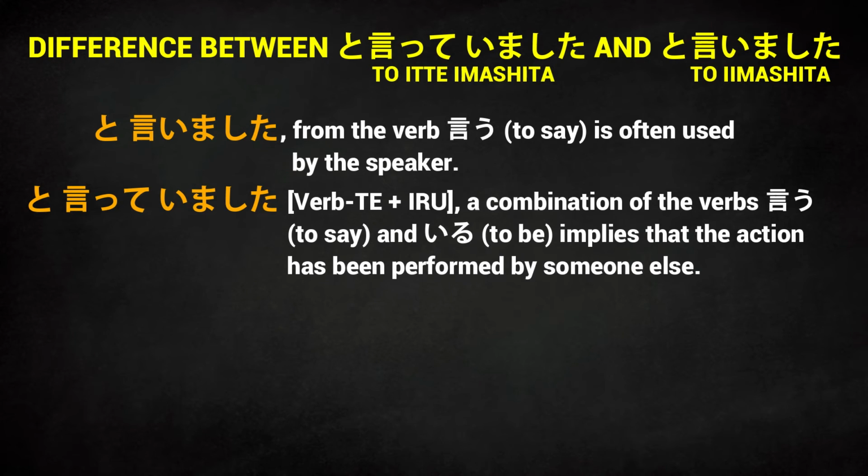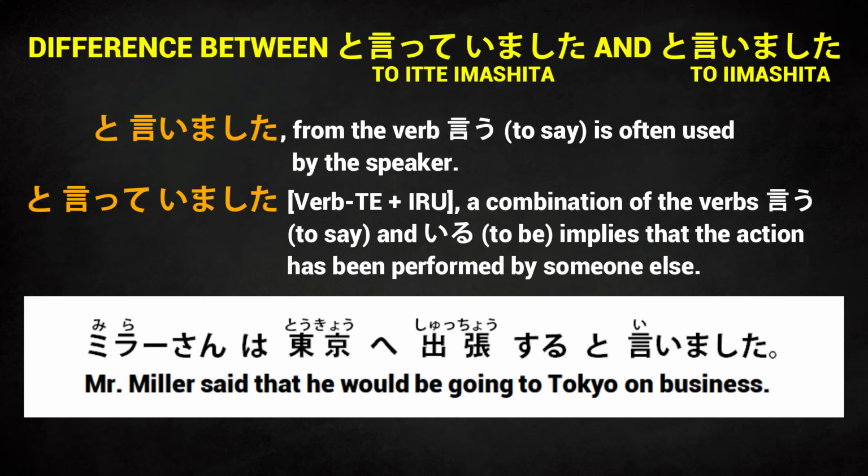That said, how come the example used in Book 1, Lesson 21 was と言いました? Notice that the subject used is a third person. It is because this form usually appears in writing. Conversations in books are often written in this style. However, when in a conversation with someone, we quote a third person's words with to itte imashita.